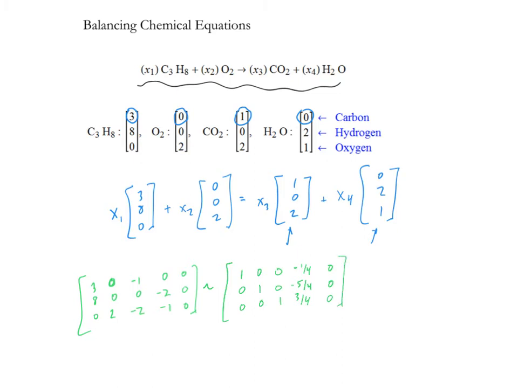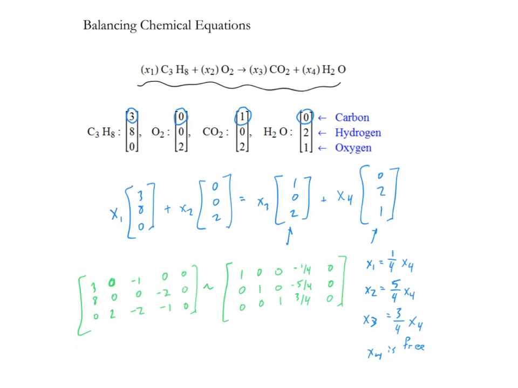And what does that mean? It means that x4 is free, x1 is 1/4 x4, x2 is 5 quarters times x4, x3 is 3 quarters times x4, and as I said already, x4 is free.